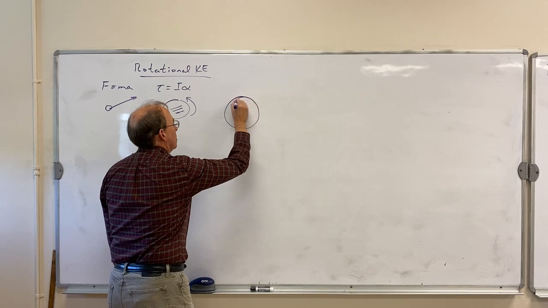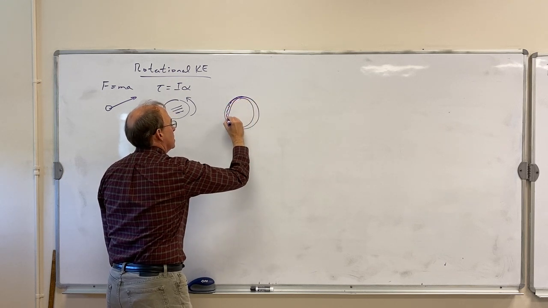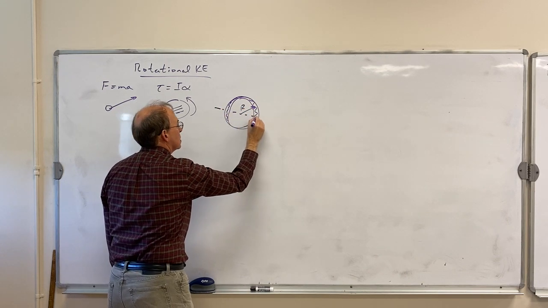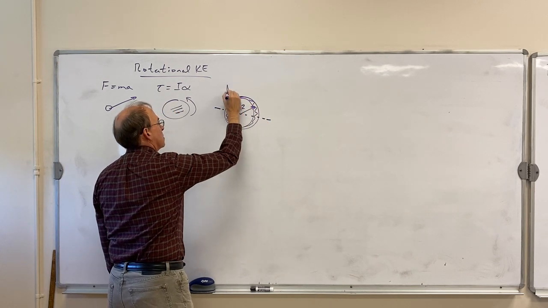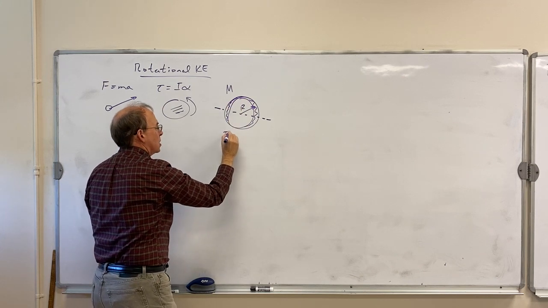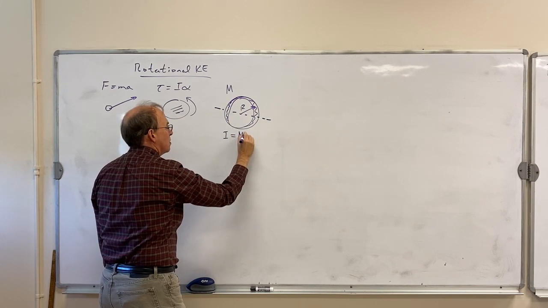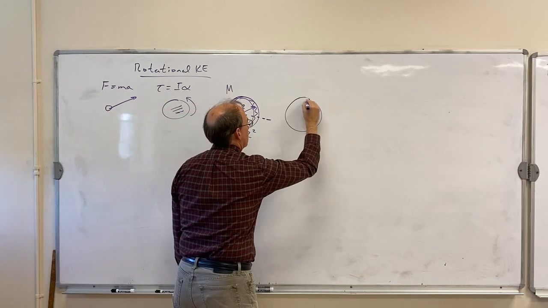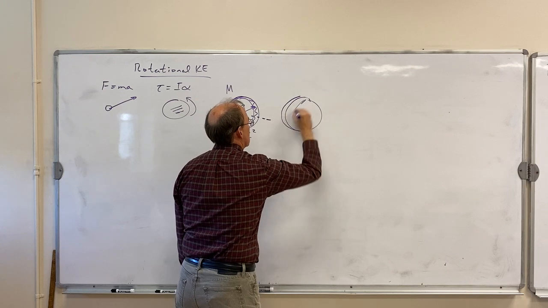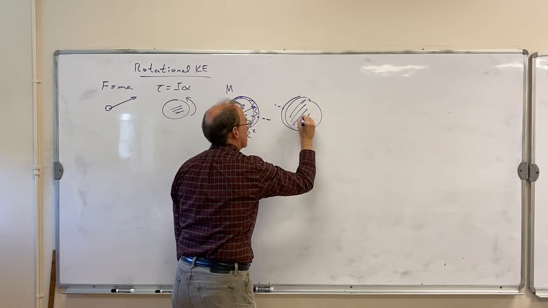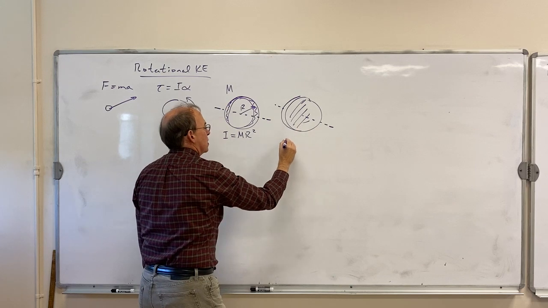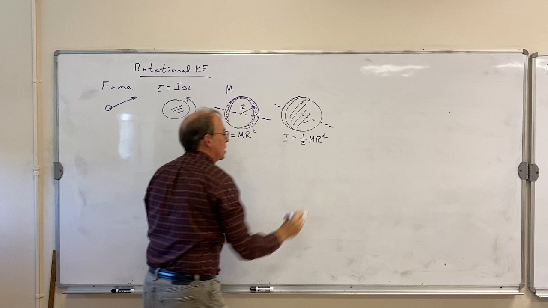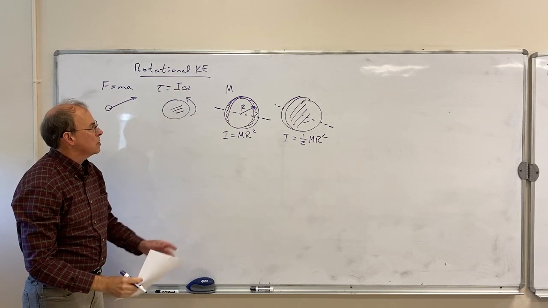So for example, for a ring of radius r, all of the mass, if it's mass m and radius r, the moment of inertia is mr squared. Whereas for a disk of radius r, the moment of inertia is 1/2 mr squared, so they have the same mass, but it's distributed differently.